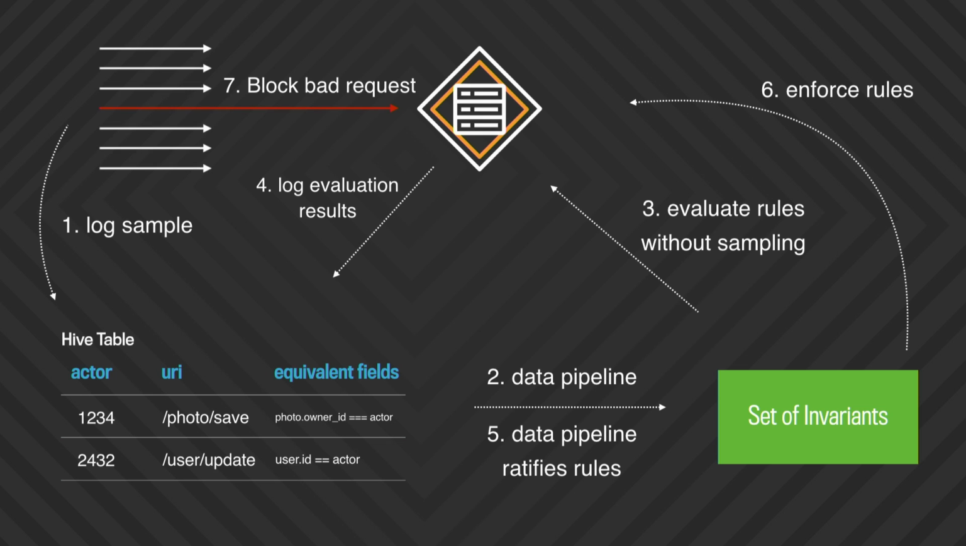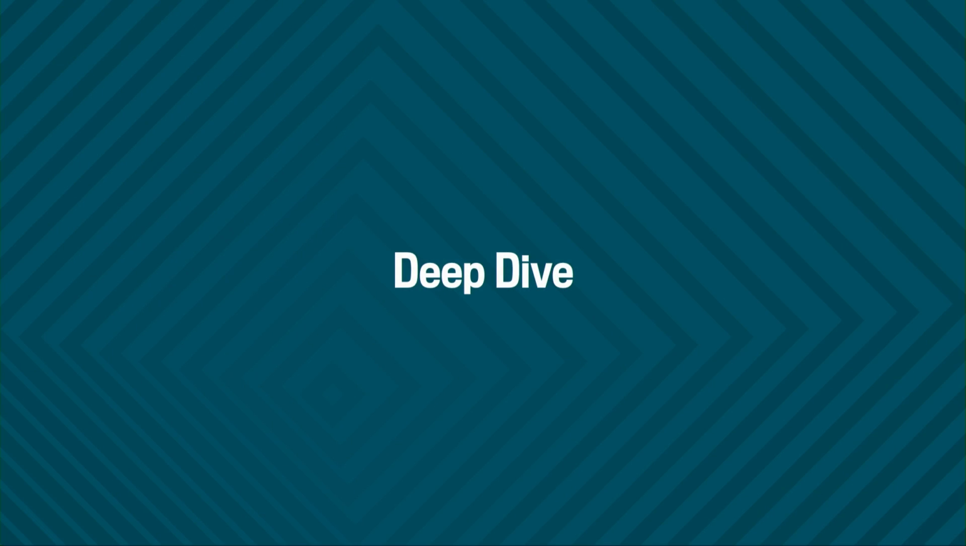So if a bad request comes in, we can block it. By checking that request against the set of invariants, we have pretty high confidence that it's a bad request and we shouldn't let it go through. So let's do a deep dive into each type of section of the system.